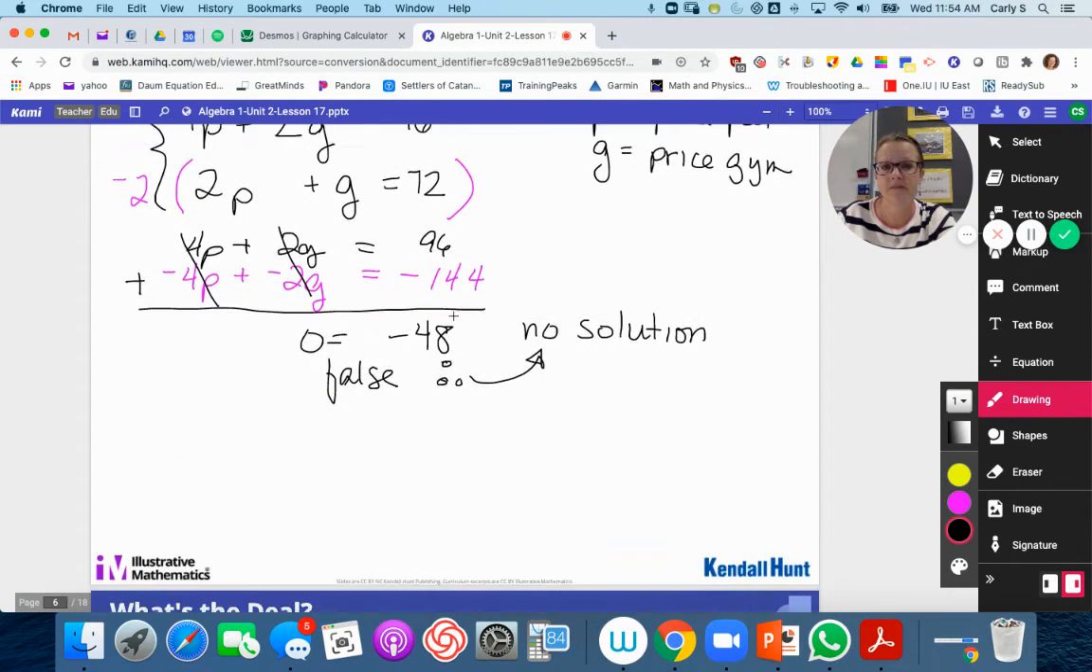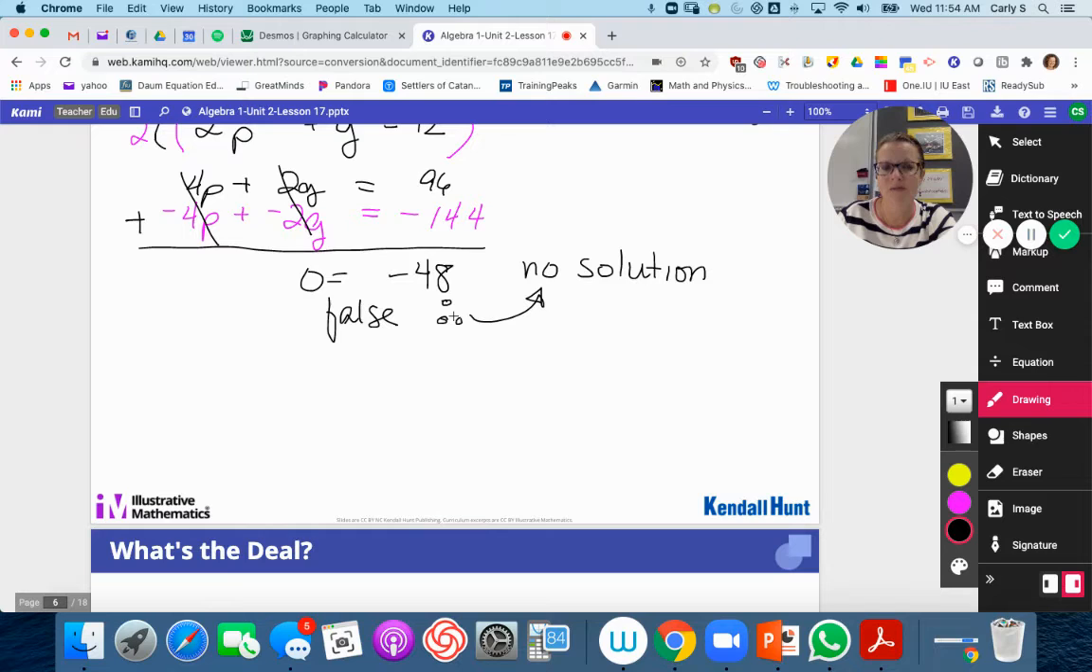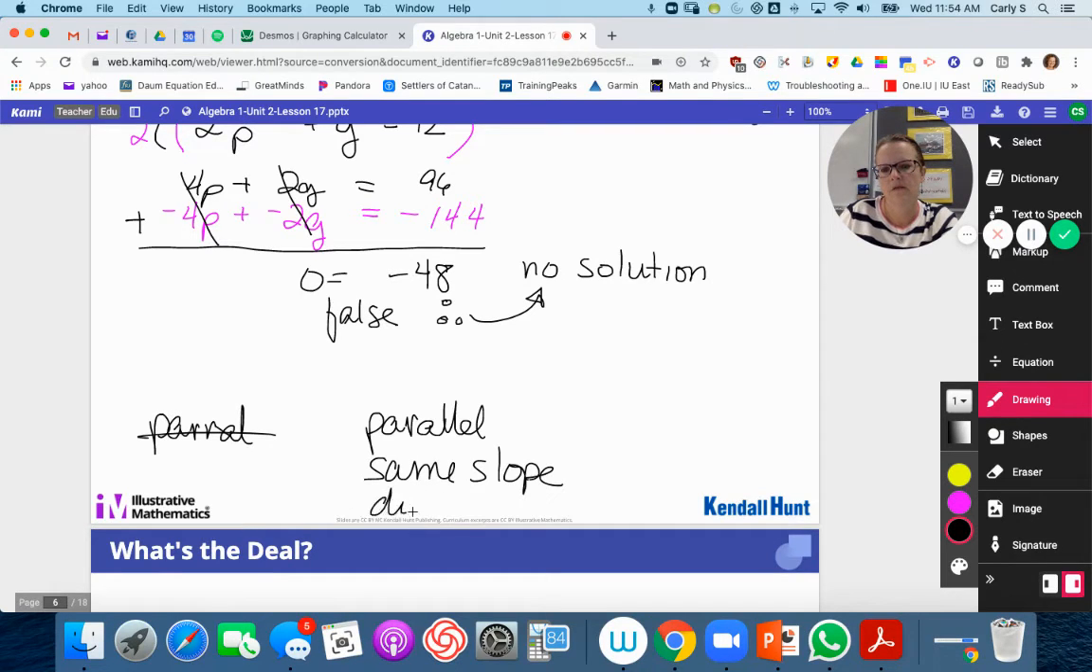So you should write that down. Parallel, same slopes, different y-intercepts. All right, parallel, not spelled right. Same slopes, different y-intercept.